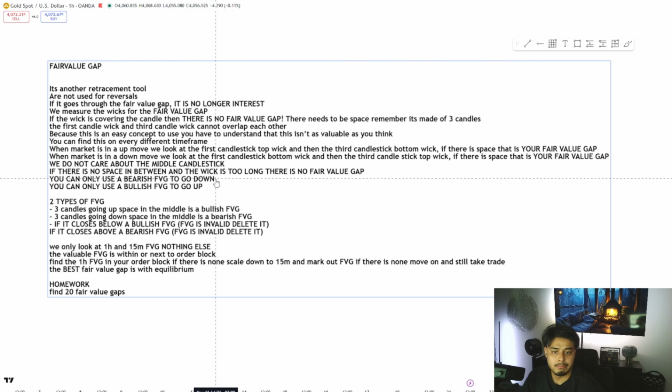You can only use a bearish fair value gap to go down, and you can only use a bullish fair value gap to go up. There's 2 types of fair value gap. 3 candles going up, space in the middle, is a bullish fair value gap. 3 candles going down, space in the middle, is a bearish fair value gap. If it closes below a bullish fair value gap, the fair value gap is invalidated and deleted. If it closes above a bearish fair value gap, the fair value gap is invalidated, deleted.